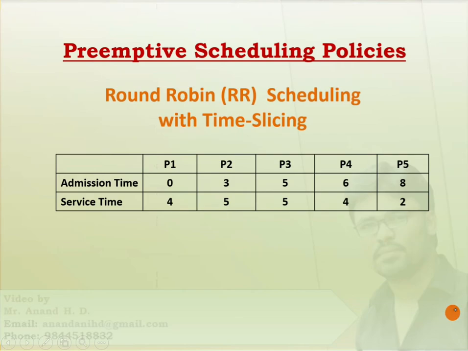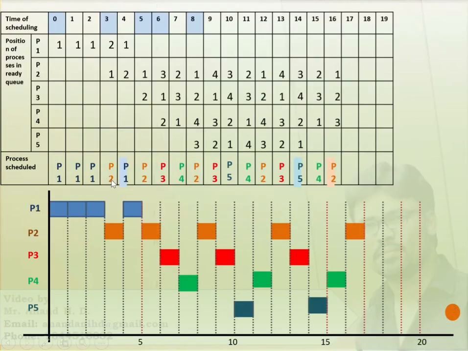units. So now look here, P2 was scheduled once, twice, thrice, fourth time and finally fifth time. So P2 has completed 5 time units of execution and it has completed its execution at 17 time units.